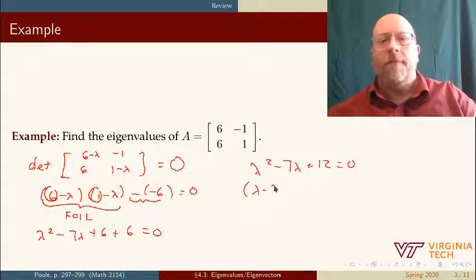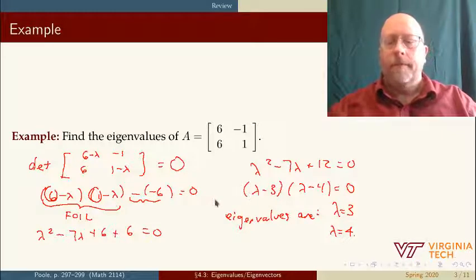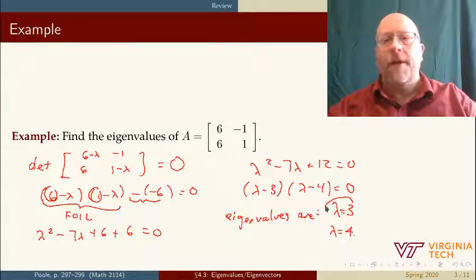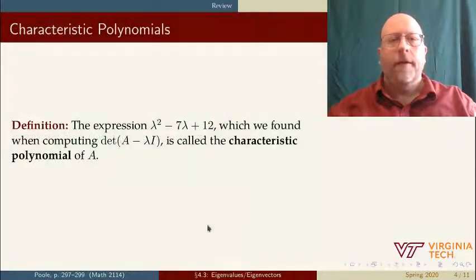That factors into lambda minus 3 times lambda minus 4. And so our eigenvalues are lambda equals 3 and lambda equals 4. We'll work with this matrix again in a few minutes, so let's save this information for later. This expression that we found, lambda squared minus 7 lambda plus 12, is called the characteristic polynomial of A.